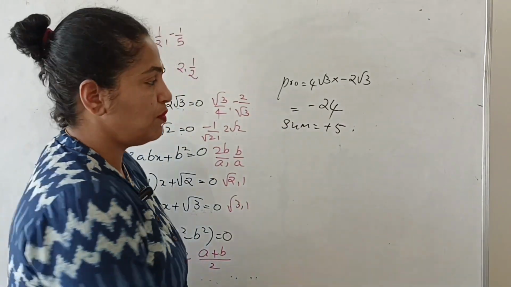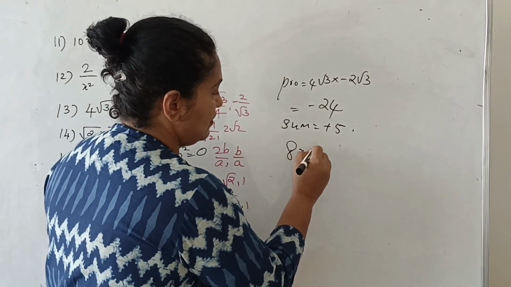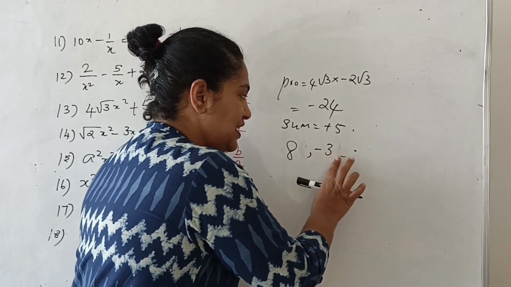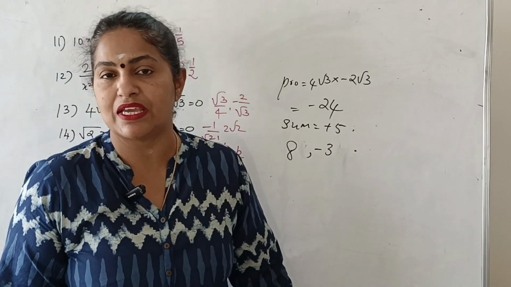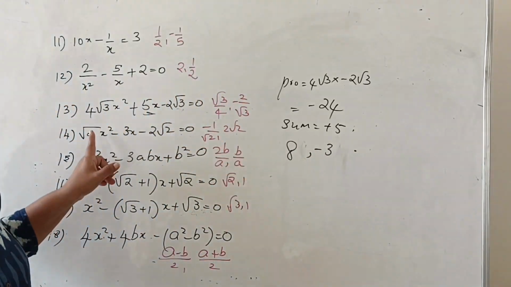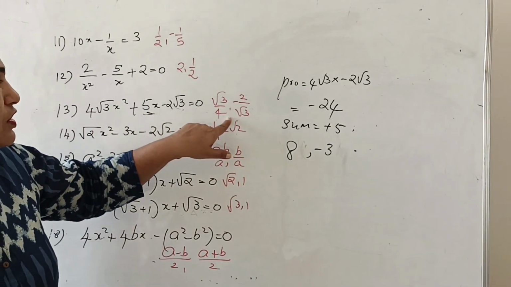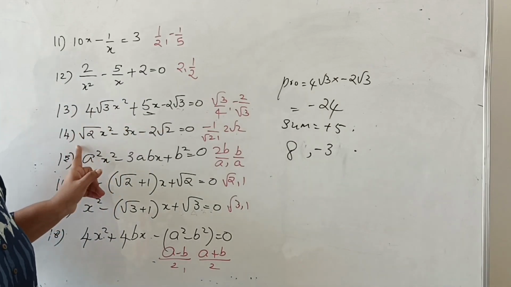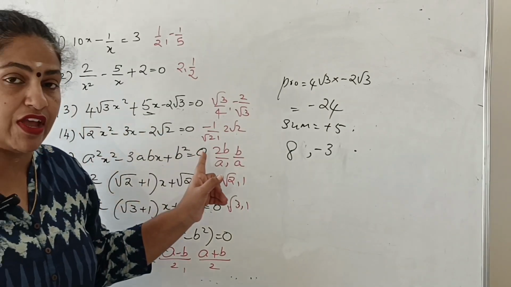So what are those two numbers? Those two numbers are 8x and minus 3x. I mean 8 as well as 3. You split the middle term as 8x and minus 3x. Okay. And then solve it to find out root 3 by 4 and minus 2 by root 3 as the answer. Now the 14th one, again it is in the standard form.